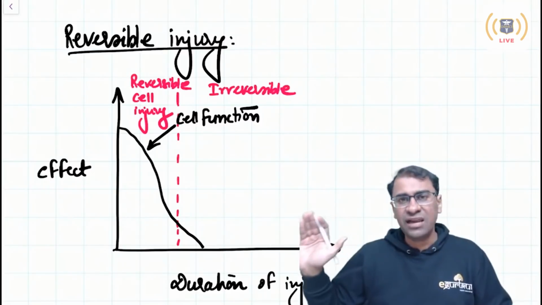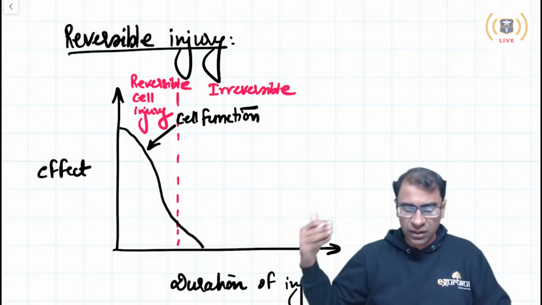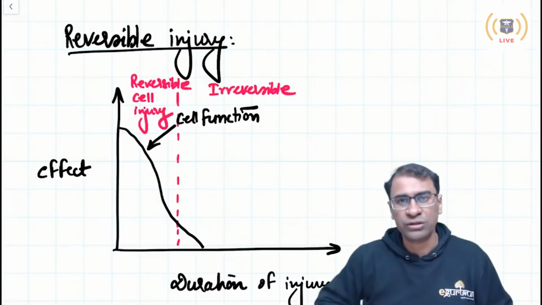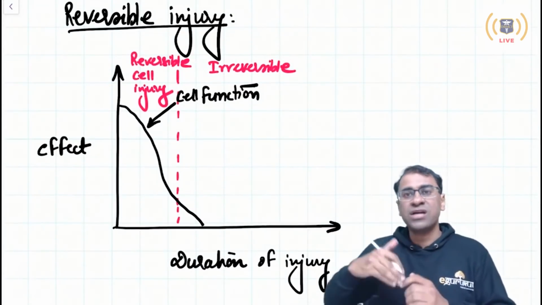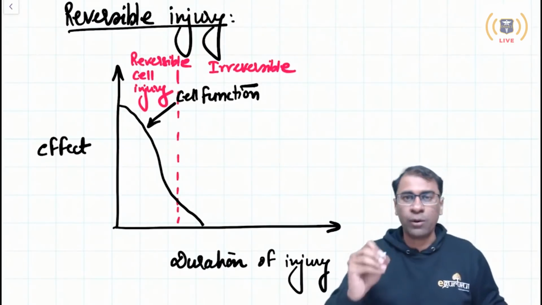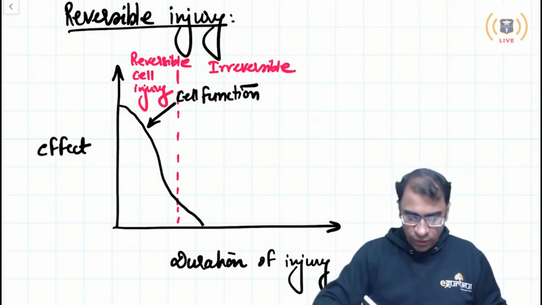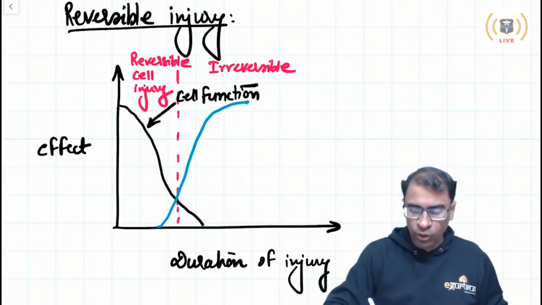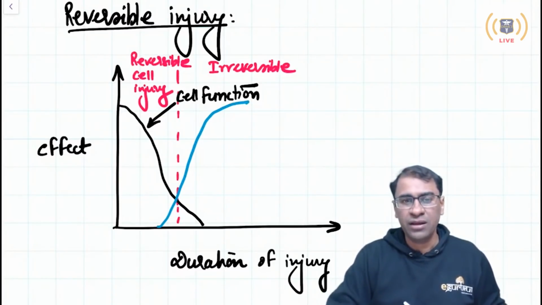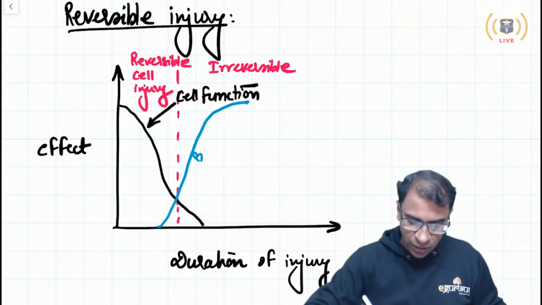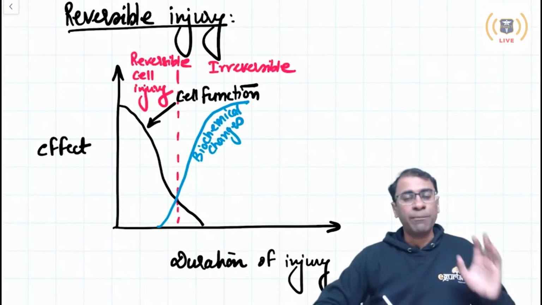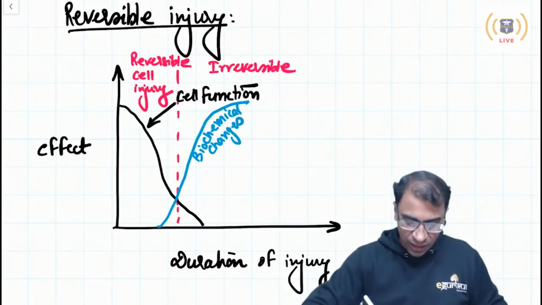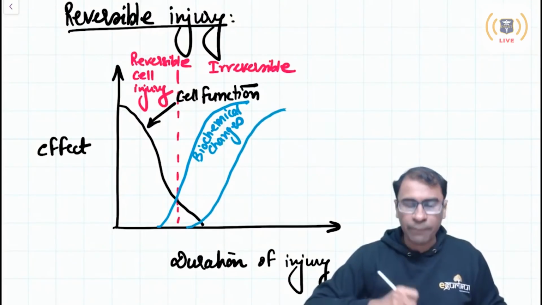Let's now move to the injury here. First of all, the cell function is decreasing because of the injury. Now, the moment the duration of injury increases, what starts happening? First of all, the first change is always the biochemical changes. It occurs first. Because of the biochemical changes, there are some electron microscopic changes.